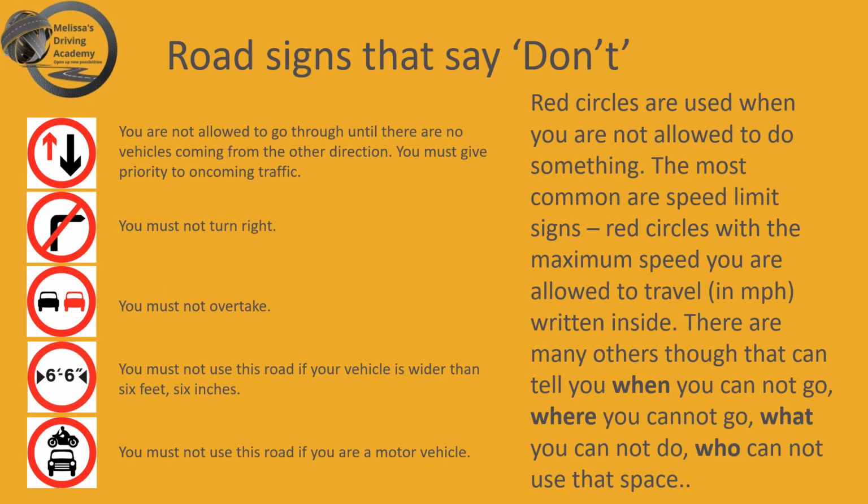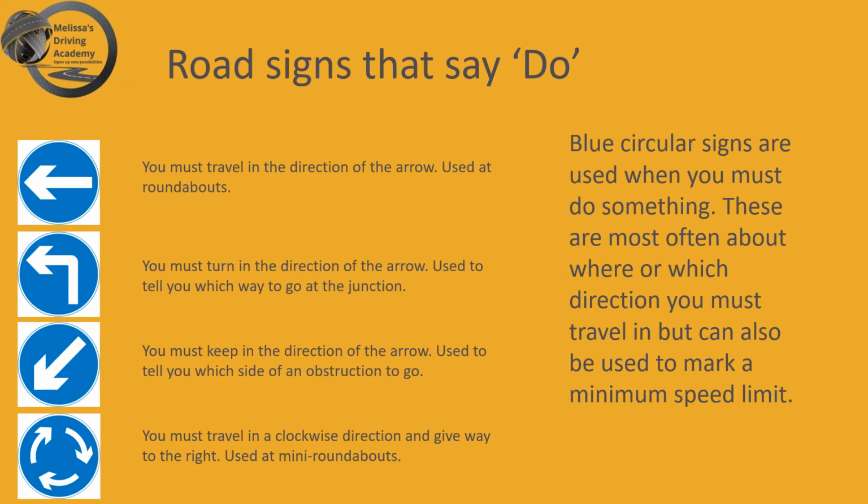Red circular signs are used to tell you of something that you are not allowed to do. There are lots of them. I've given a few examples here. Blue circular signs tell you things that you must do. There are less of these than there are of the red circular signs, but there's still plenty of them. So here are some examples.